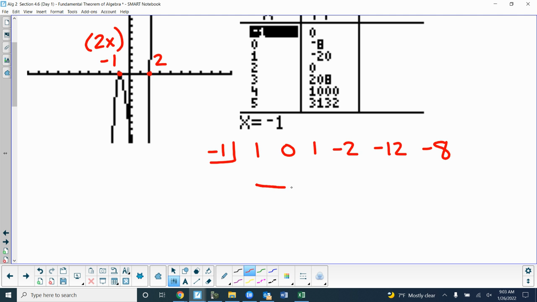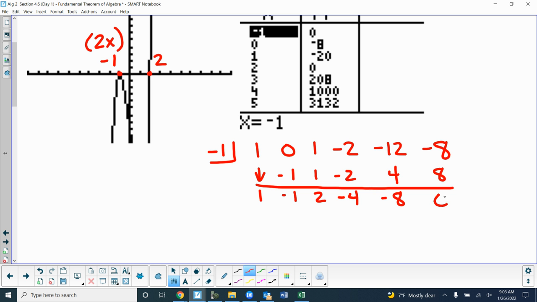So I started with the -1. Again, it doesn't matter. You can use any of those zeros to start. It'll still work. So -1 times 1 is -1. When I add those, I get -1. -1 times -1 is positive. I add those, I get 2. -1 times 2 is -2. I add those, -4. -1 times -4 is +4. I add those, -8. -1 times -8 is +8. So I get my 0, which is supposed to happen.